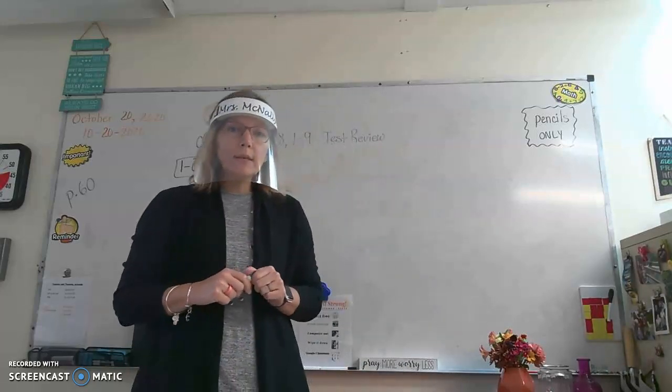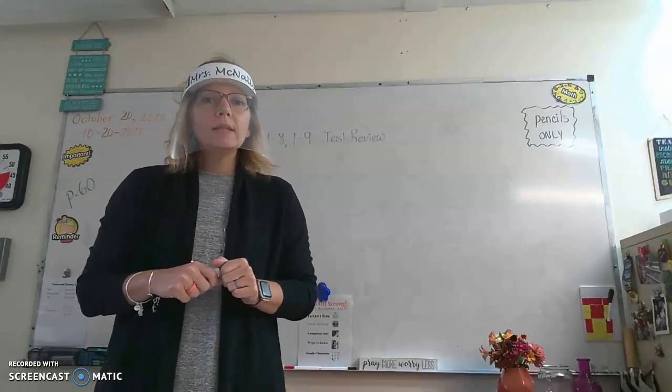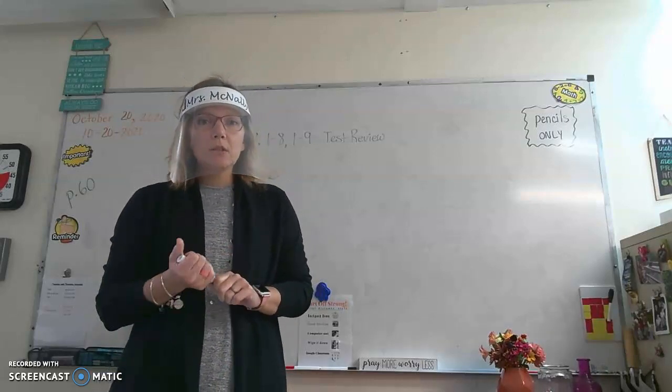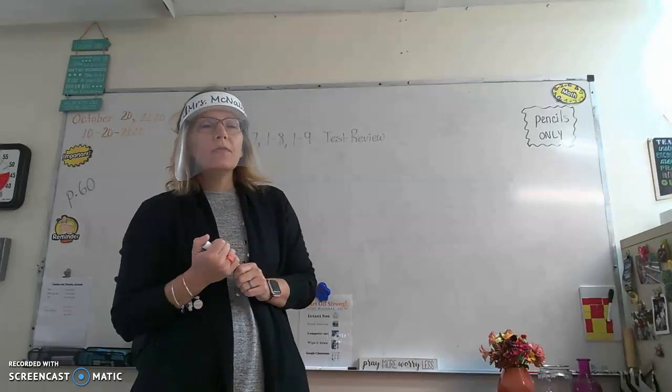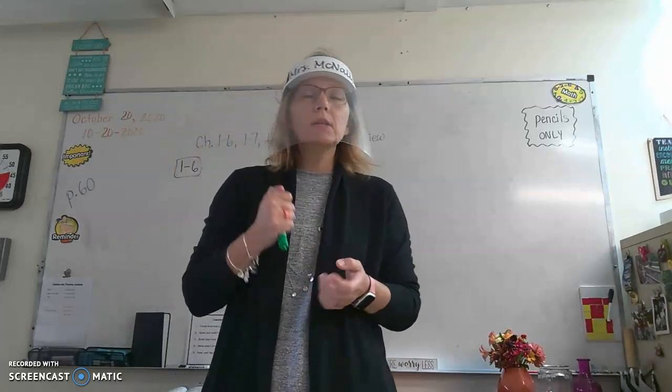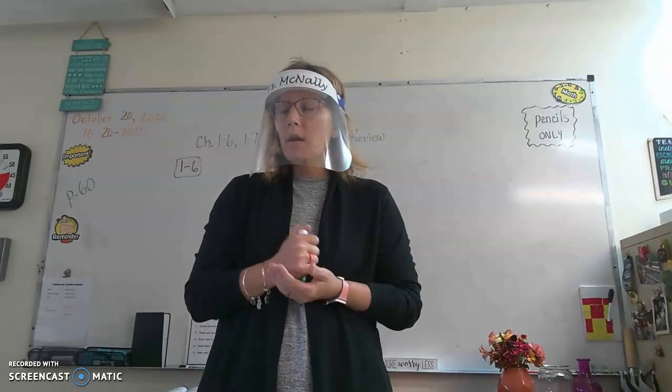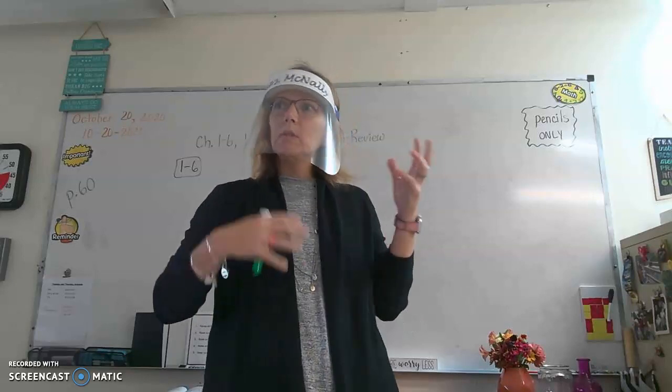Okay, today we're doing a review of chapters 1.6, 1.7, 1.8, and 1.9 to get you ready for your test, which is on Thursday. So the first section talks about commutative and associative properties, and what are those two properties, or what do they kind of mean?